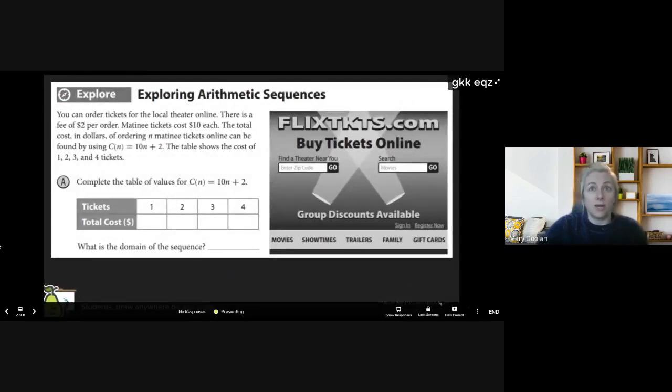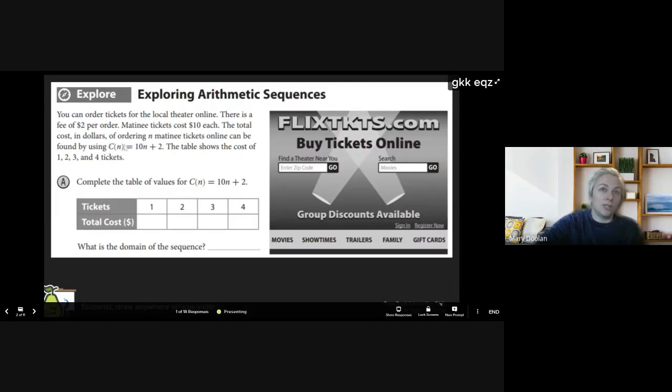All right, so right here we have this example for this website, flixtickets.com. You can buy tickets online. This is a website, and so we're just looking at how this might apply to real life, exploring arithmetic sequences. You can order tickets for the local theater online. There is a fee of $2 per order. Matinee tickets cost $10 each, and the total cost in dollars of ordering N matinee tickets online can be found by using C of N.